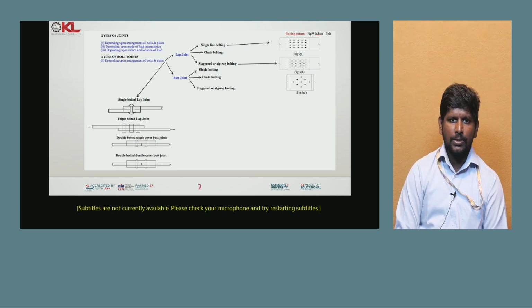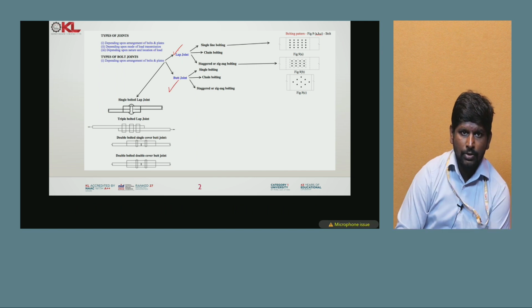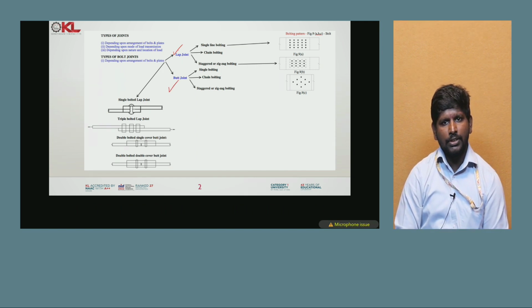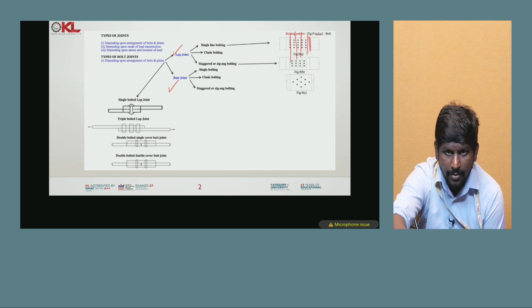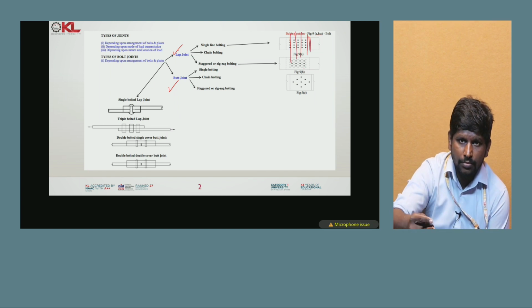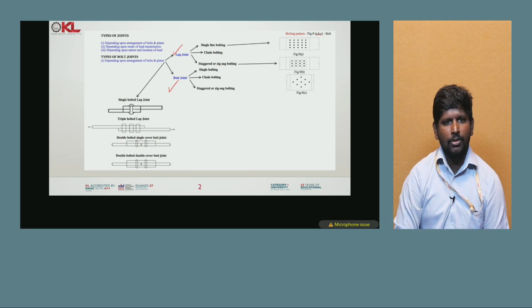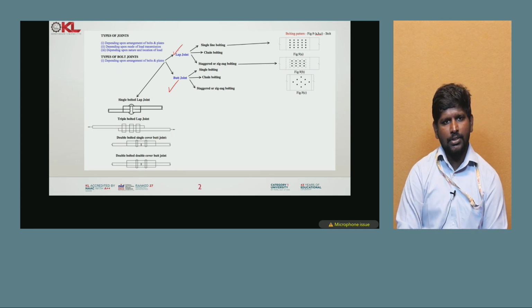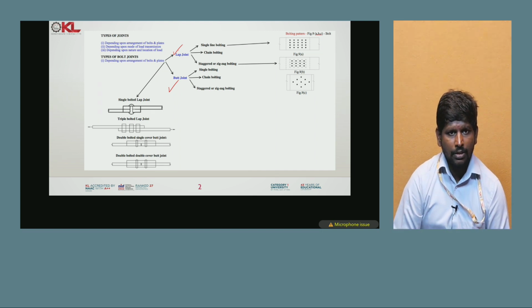The first one is the lap joint. You can see the lap joint at the top, and the butt joint. The lap joint is divided into single line bolting and chain bolting. Here all the lines are in a chain manner. In the next diagram you can see how zigzag bolting and chain bolting look. So these are the different figures showing the bolt joints, like line bolting, chain bolting, and so on.